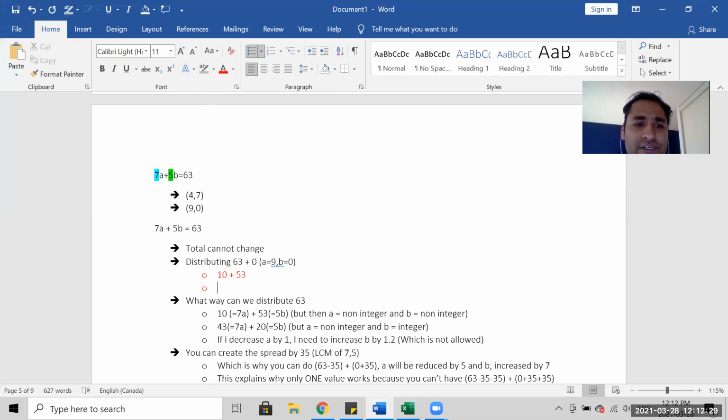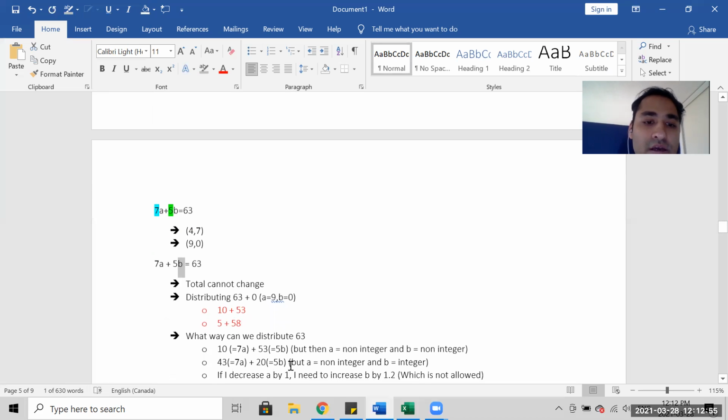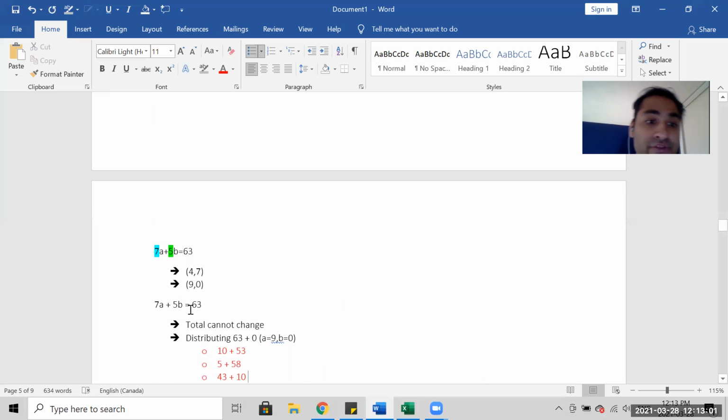What if I try to distribute, let's say, 5 plus 58, which adds up to 63? I can't do that, because 5 does not go into 7a, and 58 does not go into 5b. What if I tried to distribute it 43 plus 10? In this case, the 10 can go into 5b, giving me b equals 2, which is an integer, which is what I want. But the 7a does not give me the 43.